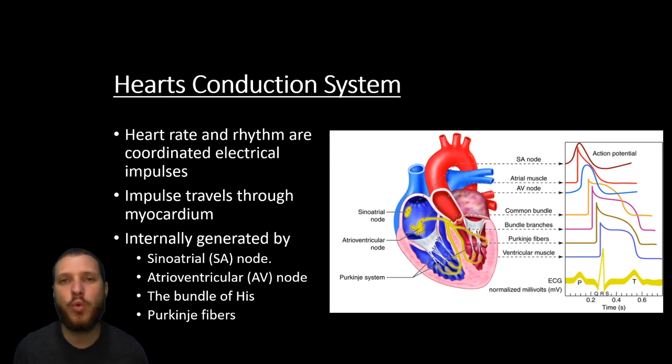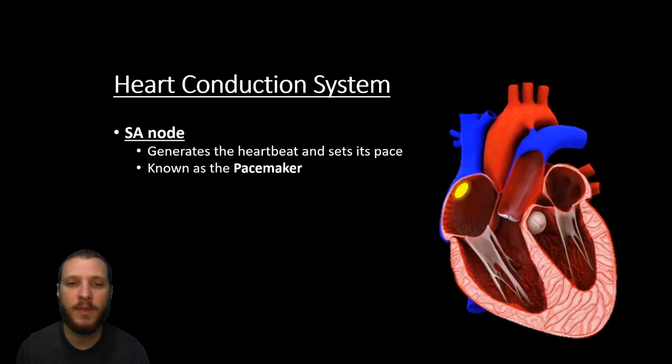Looking at what coordinates the beating of this heart is going to be known as the heart conduction system. So the heart rate and the rhythm of the heart are going to be coordinated by electrical impulses by specialized heart cells we're going to find throughout the organ. So these impulses are going to travel through the myocardium, and there's going to be 4 distinct areas that we're going to go over. The important one that I want you guys to know is where this conduction system starts.